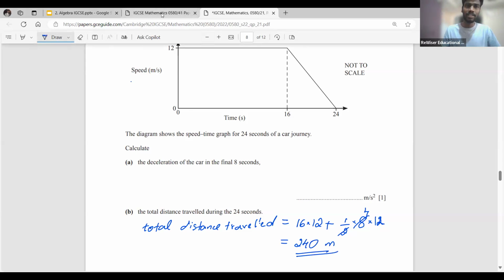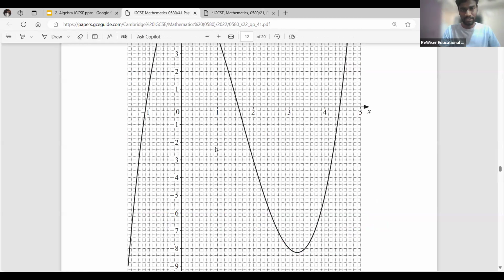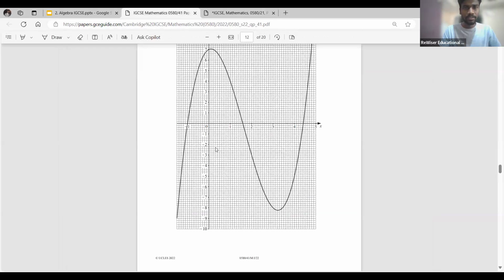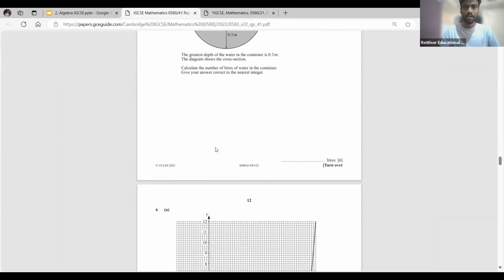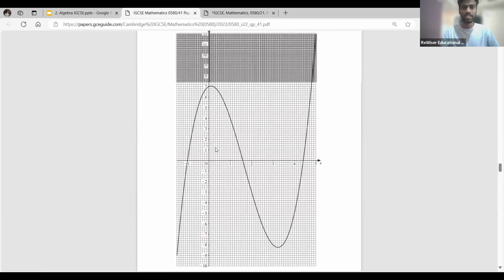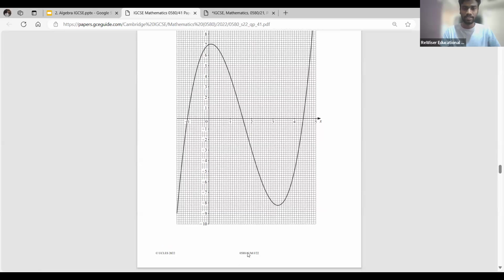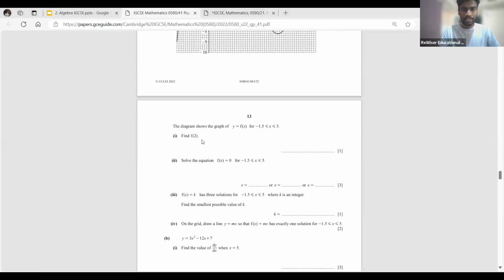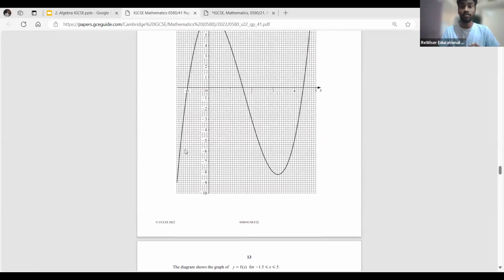And next, I'll take another question on the graph, and here it is. Here they have given a cubic graph, and we don't have to construct a graph. The graph is already given, and it's the cubic graph here. Now for part A, the diagram shows the graph of y equals f of x, where x is between negative 1.5 and 5. We need to figure out what f of 2 is.